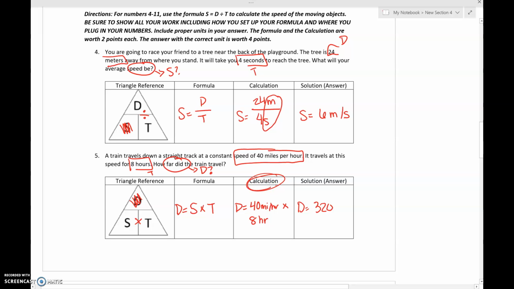If we're looking for distance, we need to look here at our calculation to see which distance unit we're using. In here we have miles and hours. Hours is a unit of time, and we're looking for a unit of distance, so we are left with miles here. All right, so our answer is 320 miles. Pause the video, ask any questions. Correct your answers with purple pen only.